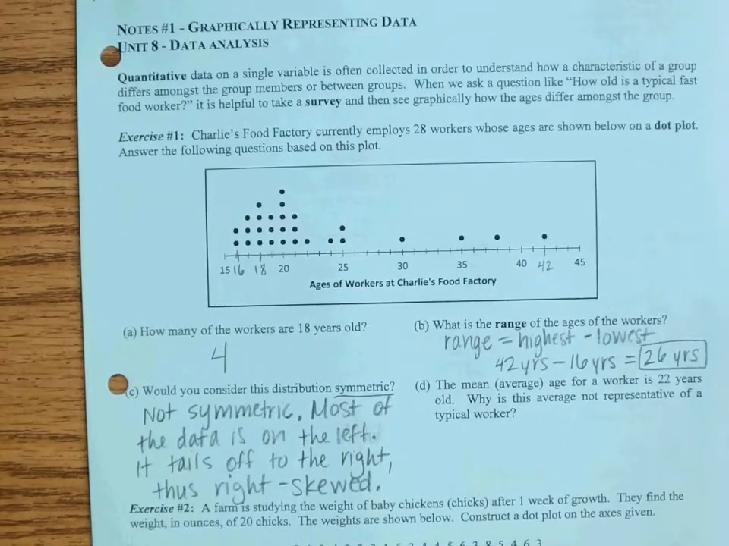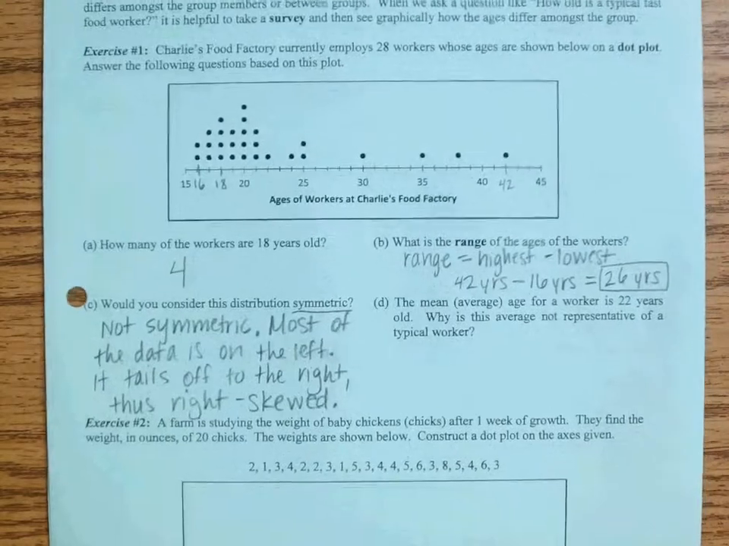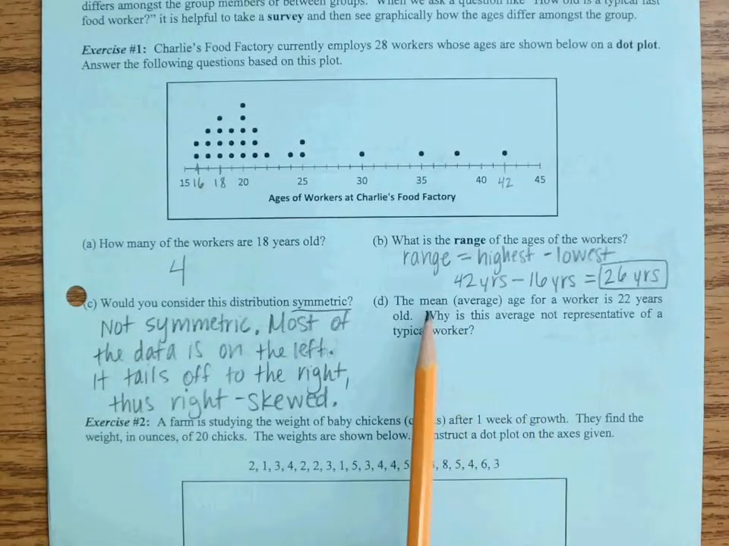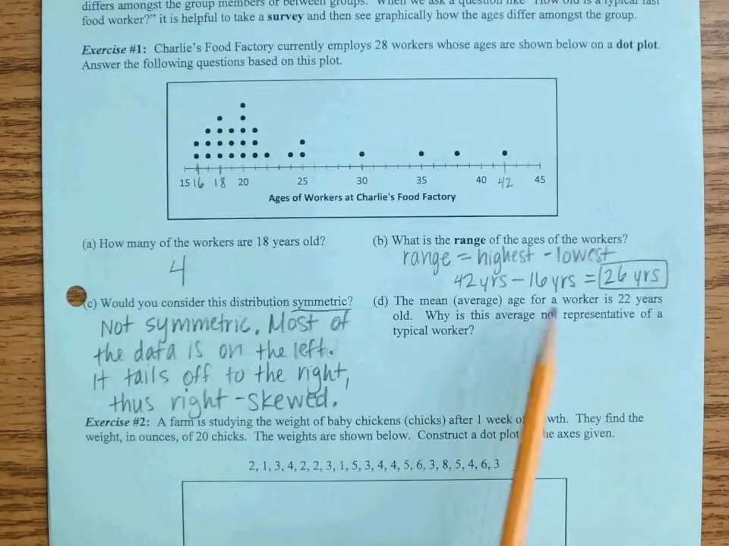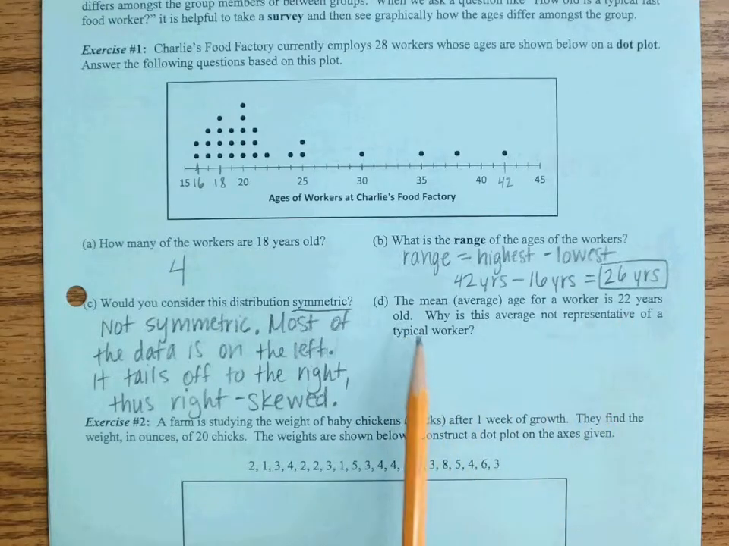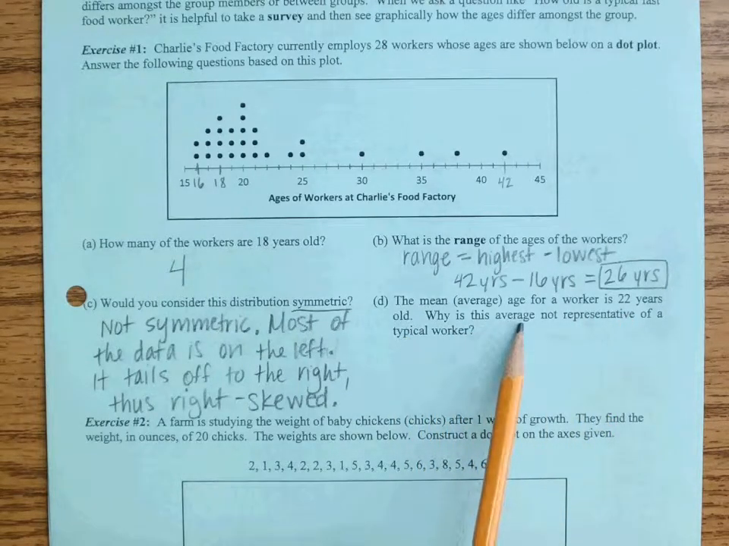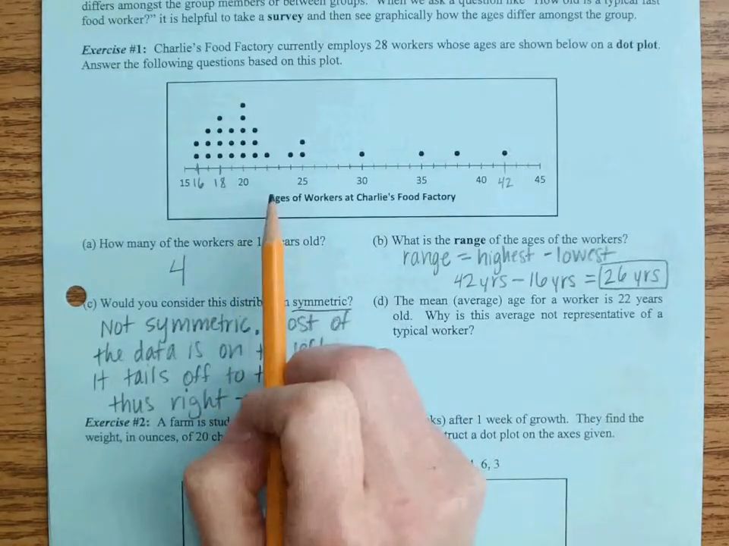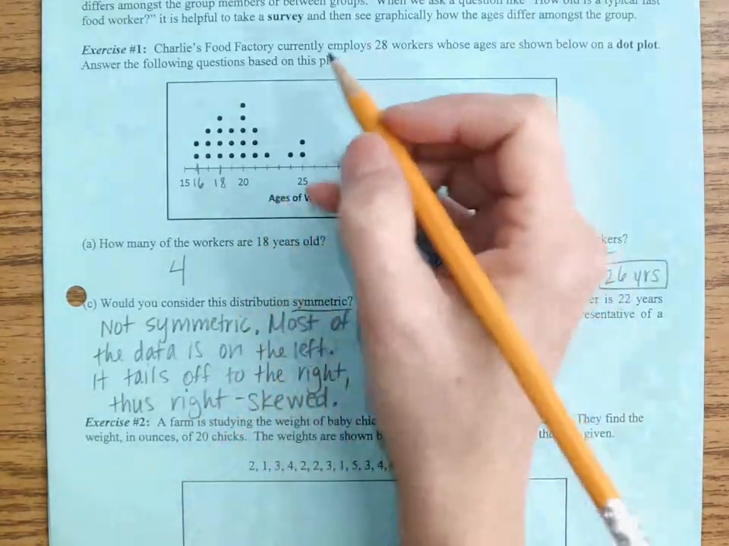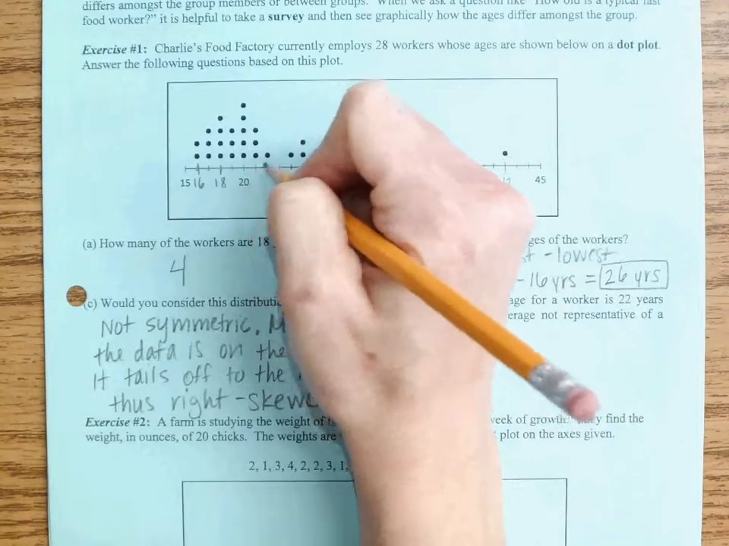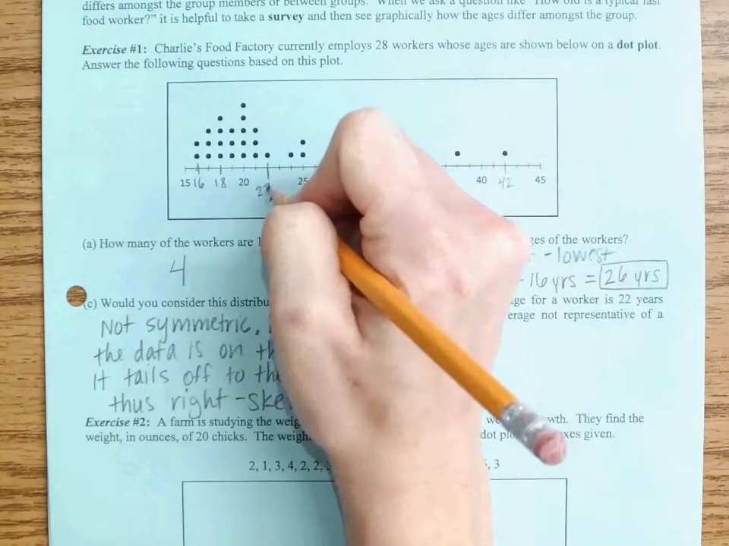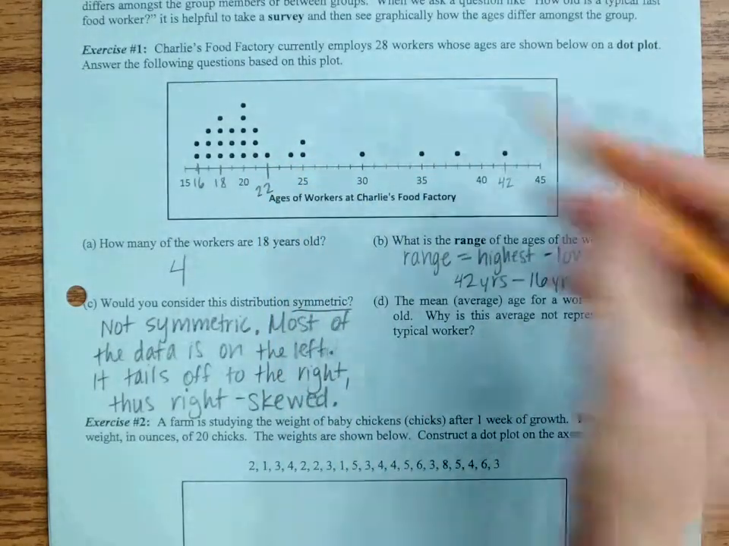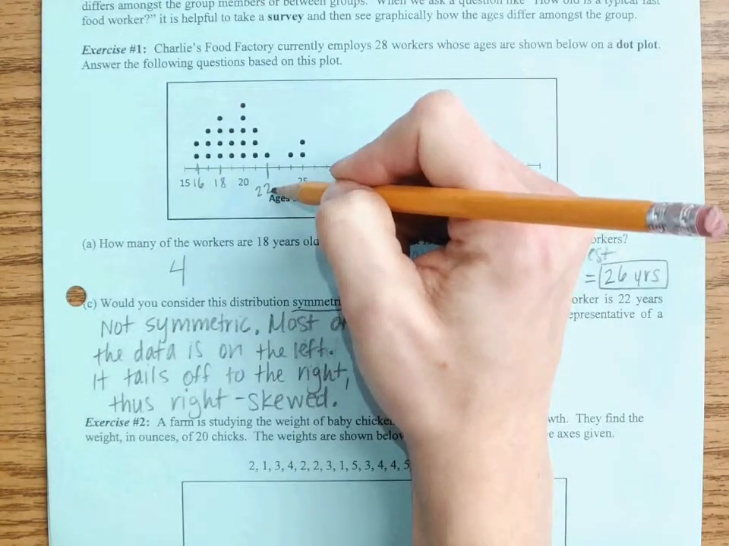D says the mean, the average, the average age for a worker is 22 years old. Why is this average not representative of the typical worker? Let's find 22 on this dot plot. So we have 20, 21, 22. So this is my mean.